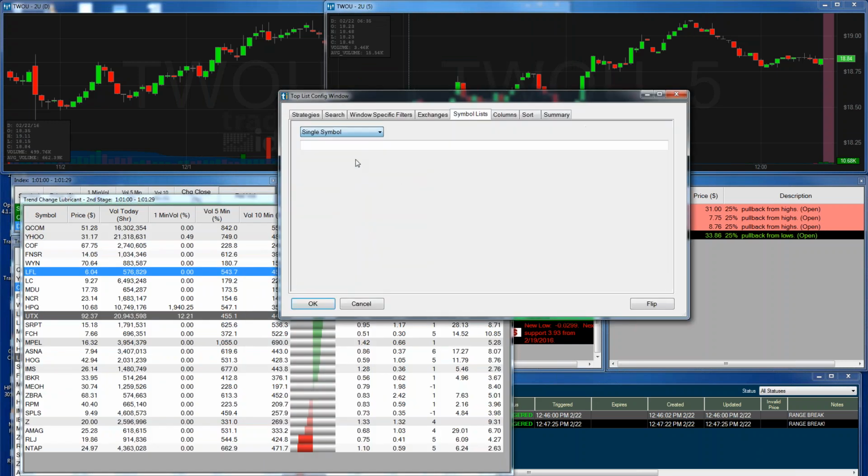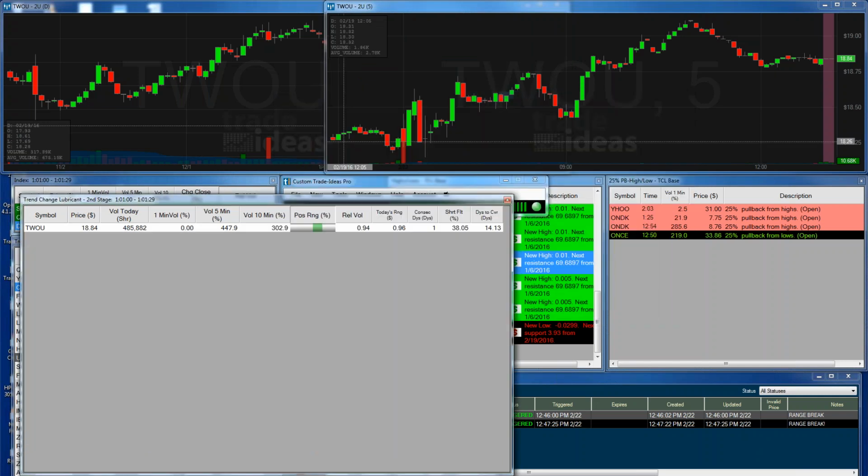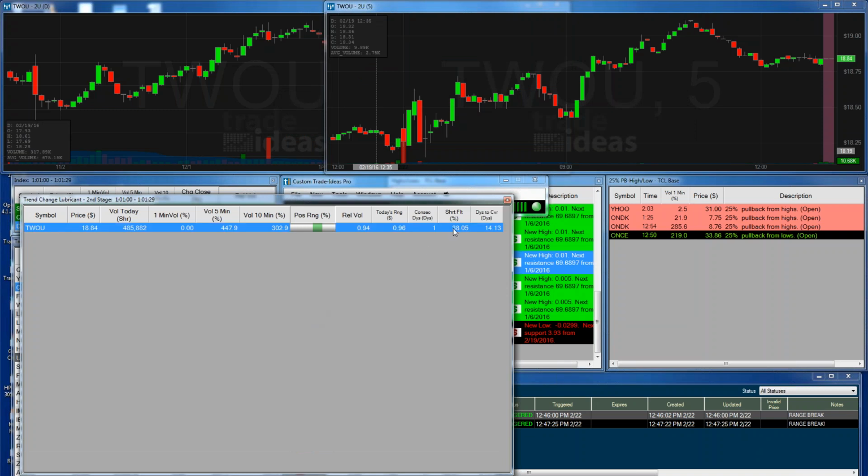Let's do this real quick. Let's see if anything jumps out. Interestingly enough, it's 38% short float. 14 days to cover on that little guy. Interesting.